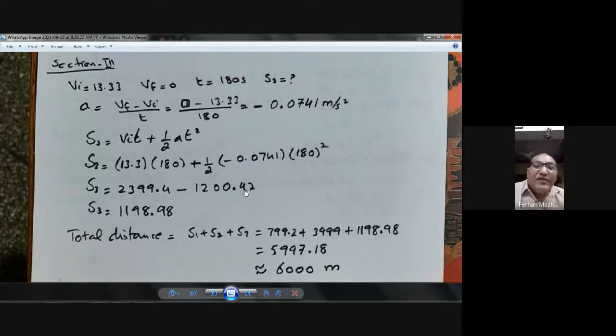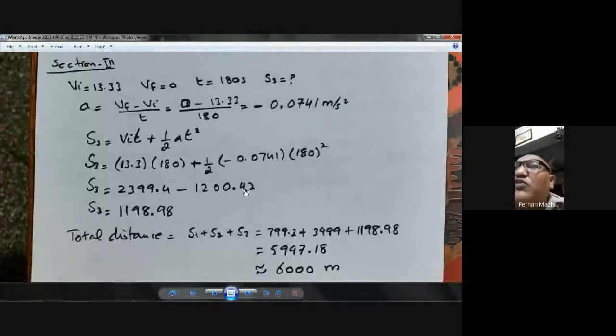Now I will apply the second equation of motion to find the distance traveled. S equals ViT plus 1 by 2 AT square. Vi is 13.33, time is 180, plus 1 by 2 into the A value, which is minus 0.0741, and the T value is 180, squared. You do this calculation and the final answer will come out to be 1198.98. So it will be approximately 1200 meters.